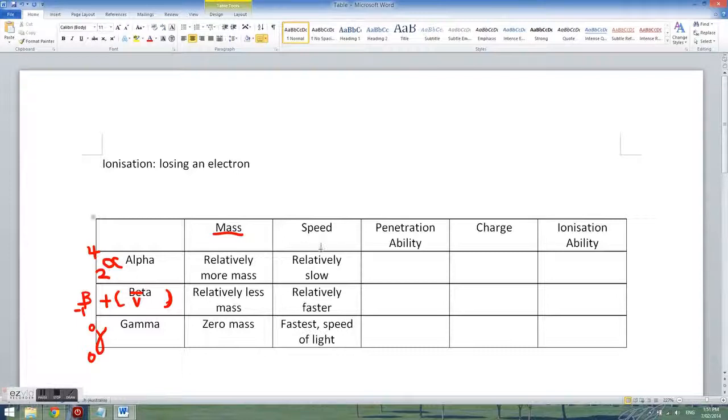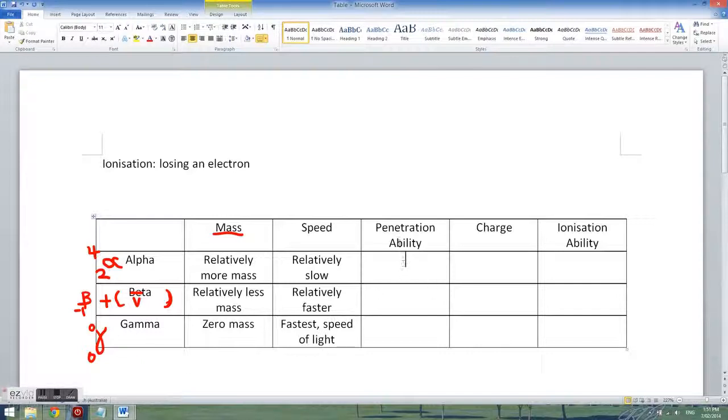Now, just for your information, no object can travel faster than the speed of light. The only things that can travel at the speed of light are particles that have no mass, for instance light. It doesn't have a mass.